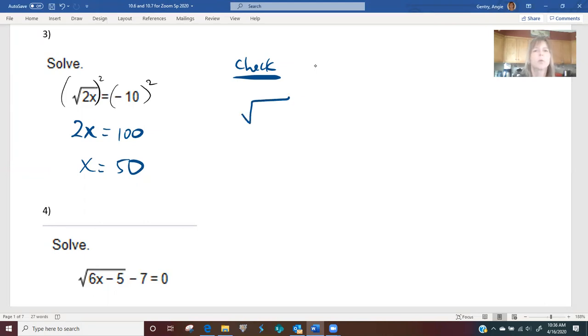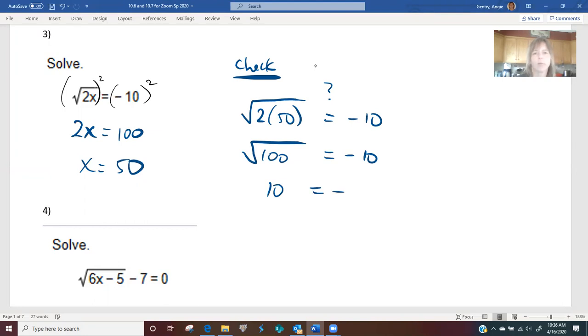Okay, square root of 2 times 50. Does that equal negative 10? Square root of 2 times 50 is 100. Square root of 100 is 10. 10 equals negative 10, false, right? So if this is false, you're going to have to say that is not an option. X cannot be 50.